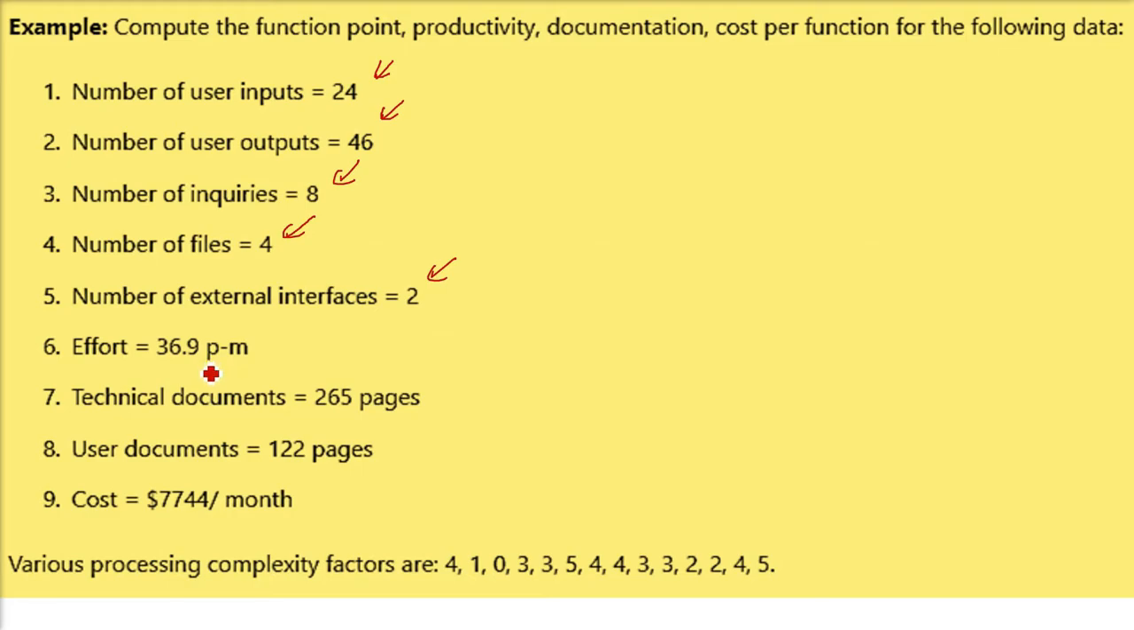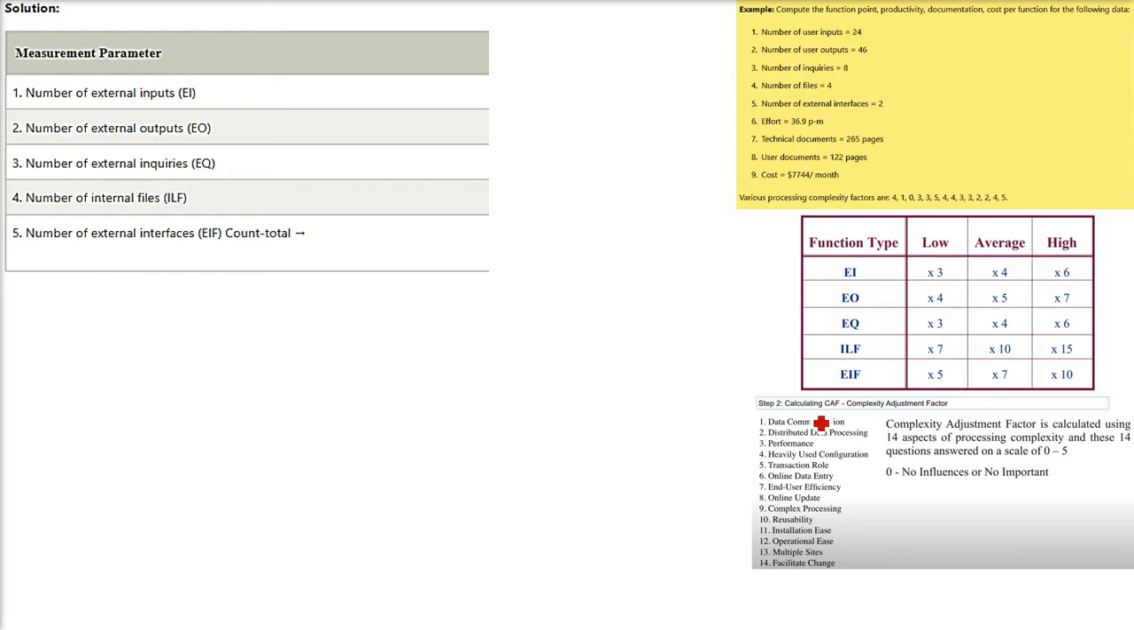Then the effort is given as 36.9 person-months. Technical documents are 265 pages. User document is 122 pages, and cost is $7,744 per month. Various processing complexity factors are also given. So there are 14 complexity factors between 0 and 5. This is already given to us.